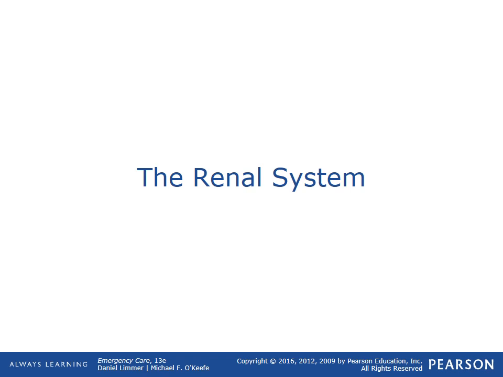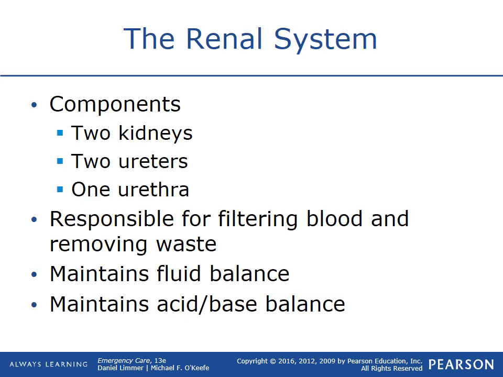So now on to the renal system. The renal system has to do with the kidneys. We have 2 kidneys. We have 2 ureters that the urine goes through from the kidneys, and 1 urethra where the urine comes out.